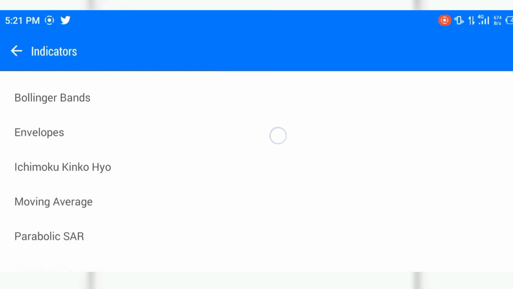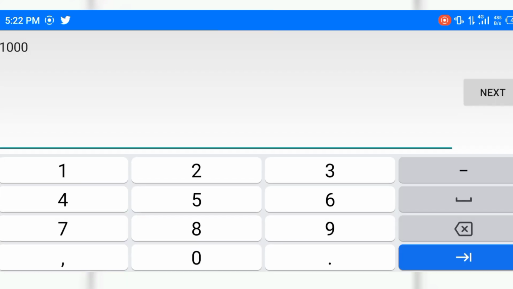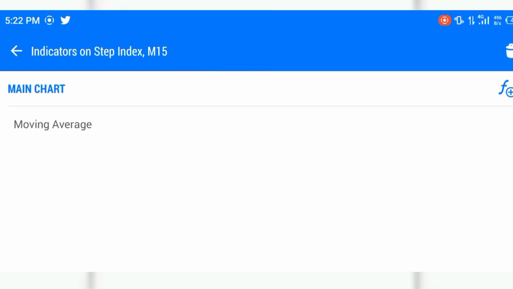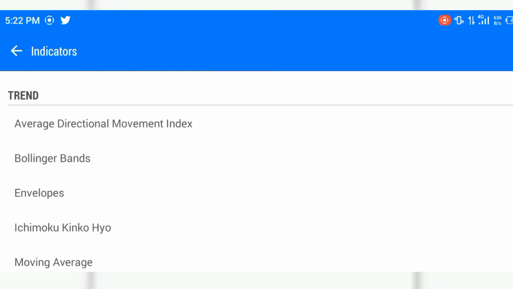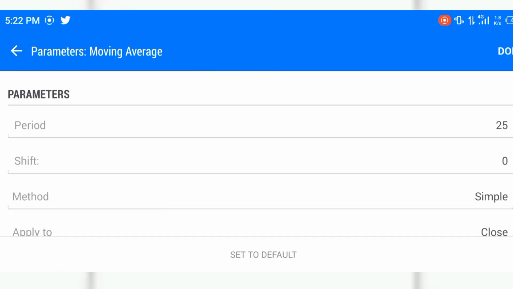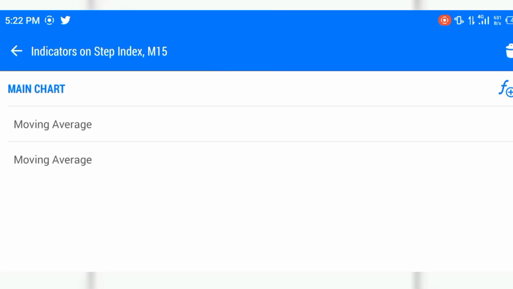So first of all, I want to be adding the moving average. I'll use the period 25, and also another moving average, which I will use the period 10. So now we have two moving averages.